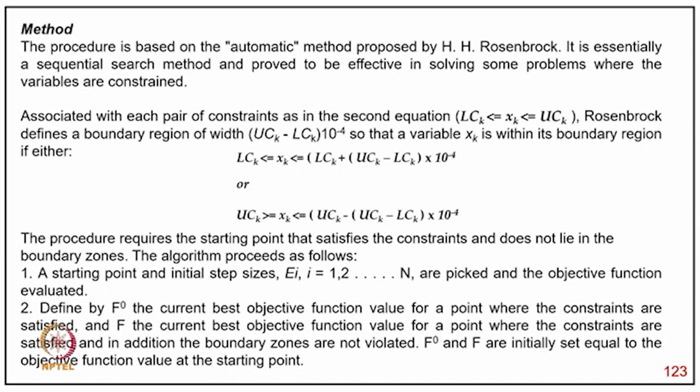Rosenbrock defines a boundary of a region within which one can make an iterative procedure, as you can see from a couple of these relations. So the procedure requires a starting point that satisfies the constraints and does not lie in the boundary zone. The algorithm proceeds with a starting point and an initial step size for the variables, and then defines f0 as the current best objective function for the point where the constraints are satisfied, and f as the current function for the point where the constraints are satisfied, in addition to the boundary not being violated in those cases.